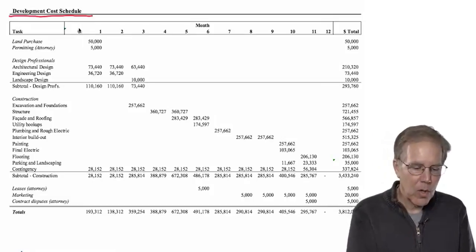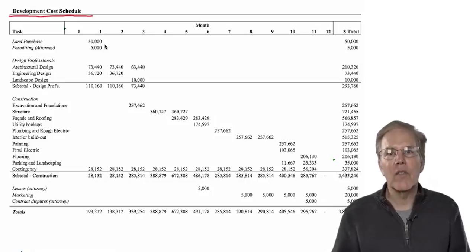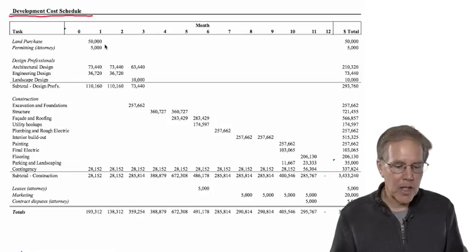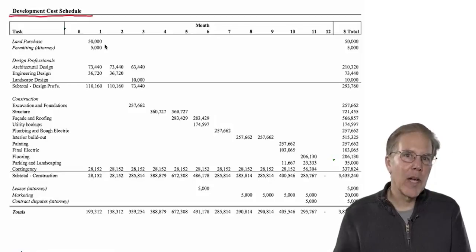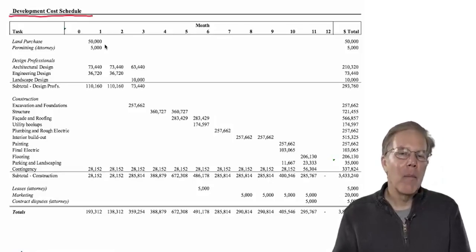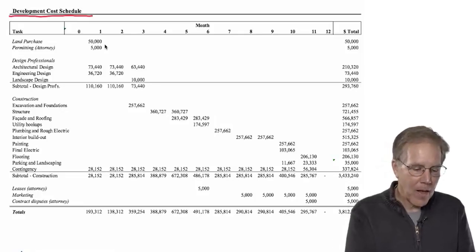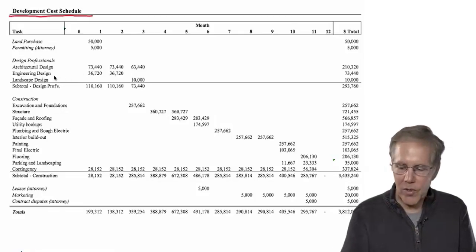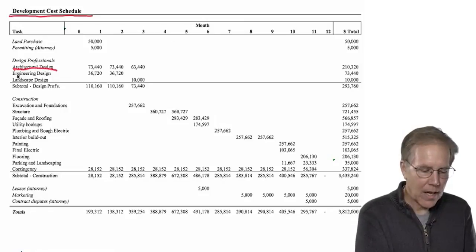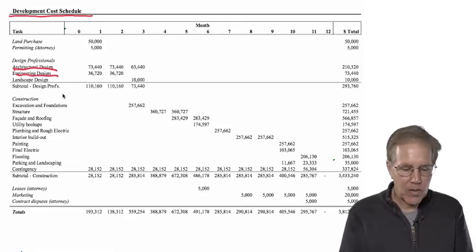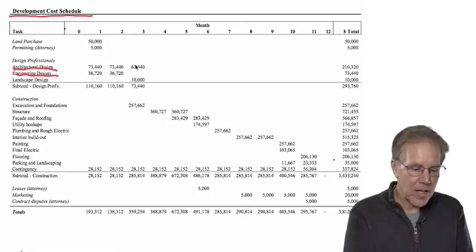And what's going to happen, CAG believes, is they're going to purchase the land in month 1, and they're also going to have some attorney's fees for putting together the permitting for the local township. What else do they need to do to make this idea about a multifamily residential property into a real property? They're going to have architectural design, they're going to have engineering design, and some landscape design. That's going to happen very early on.